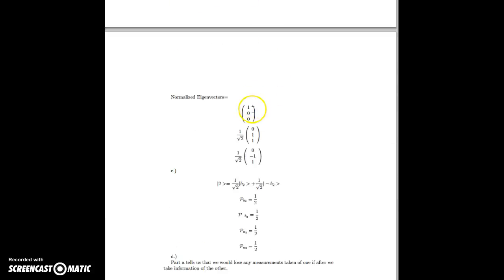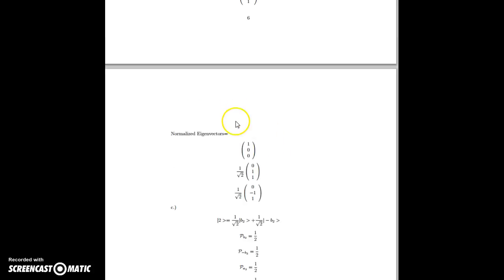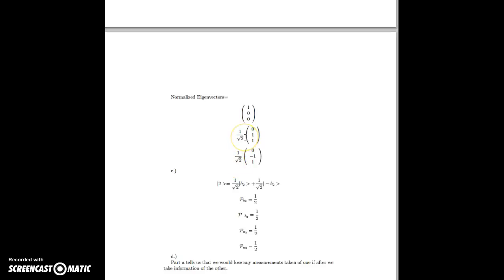So the first one, it's 1 over the square root of 1 squared plus 0 squared plus 0 squared, which is just 1 over 1. So this is its normalization, and it's just times 1. For this one, it's 1 over the square root of 1 squared plus 1 squared, which is just square root of 2. Same thing here. So these are the normalized eigenvectors, and this one corresponds to B1, this one corresponds to plus B2, and this one corresponds to minus B2.